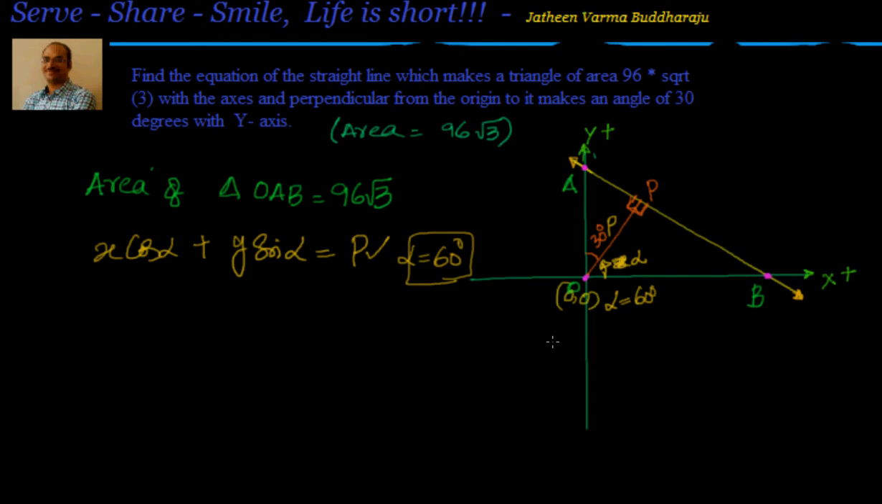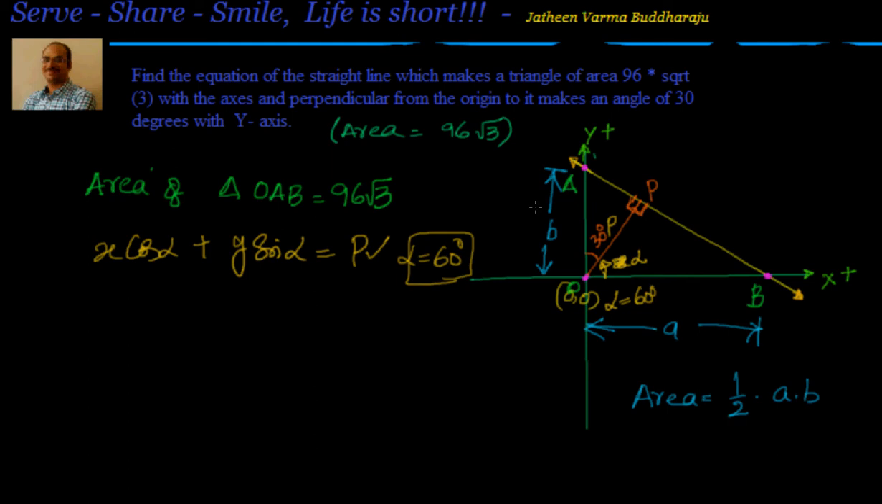So what we will do first is, we'll name the x-intercept as A, and the y-intercept as B. So the area of triangle OAB is nothing but half into A into B. That's very clear because it's a right angle triangle, so half into base into perpendicular. That is the area of the triangle.